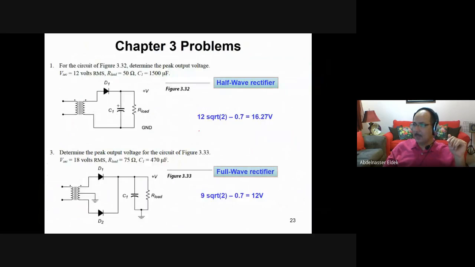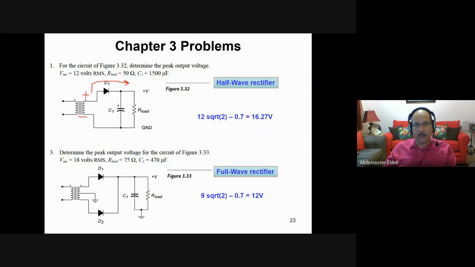Now let us see the problems. The last part is some problems here. What is this circuit? If you remember, I can't remember what kind of circuit this one is. It's a half-wave rectifier. Because when it is positive, this positive and this negative, you have a current here.